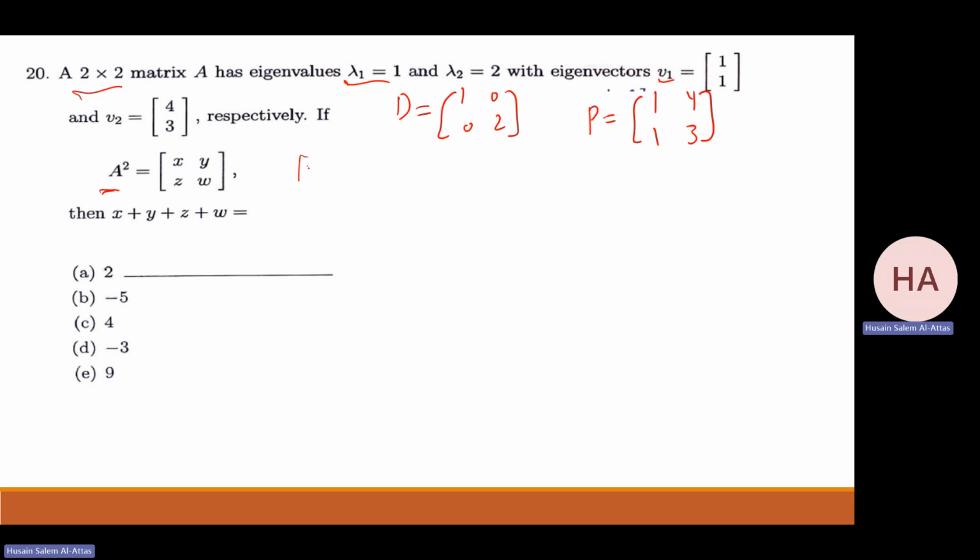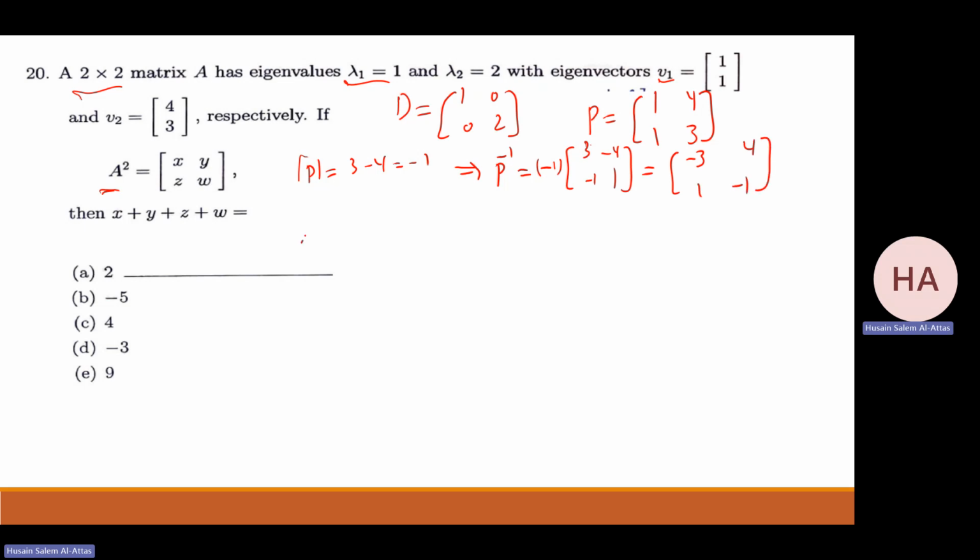Yeah, I need to find the determinant of B. That will be 3 minus 4, that will be minus 1. So B inverse will be minus 1 times this, swapping the 3 and 1 and changing the signs. That gives me minus 3, 4, 1, minus 1. That will be B inverse.